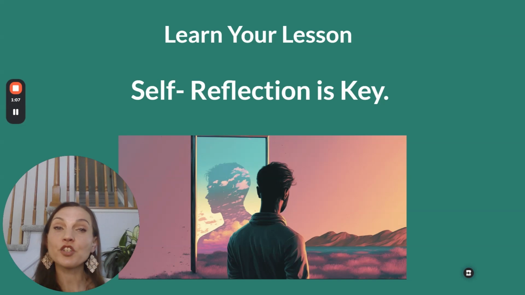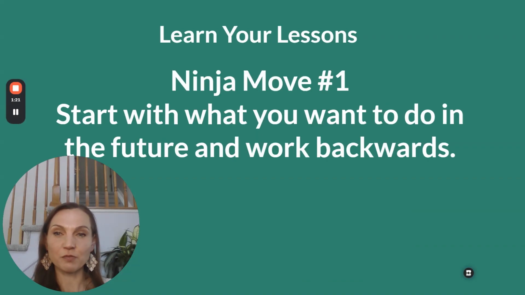Okay, so I'm going to share with you 3 ninja moves, right? I call them ninja moves because I feel like they're a little sneaky and they're a little bit fun and they really get you where you need to go. Okay. They're powerful. All right. So the first ninja move is start with what you want to do in the future and work backwards. This is great if you have a strong passion that you're working towards. So I want you to imagine, like, what is it that you see yourself doing in 5 or 10 years? And then you think backwards from there.